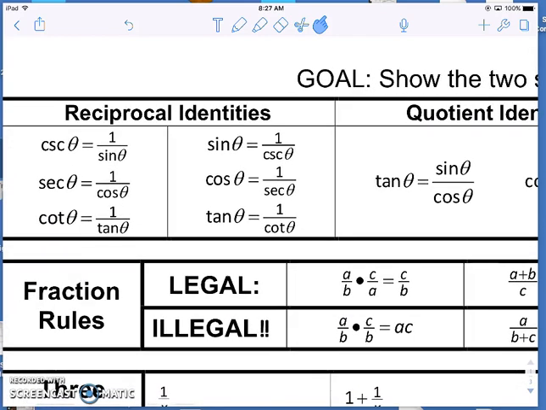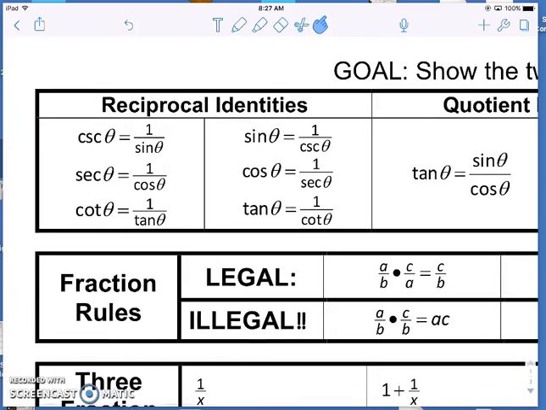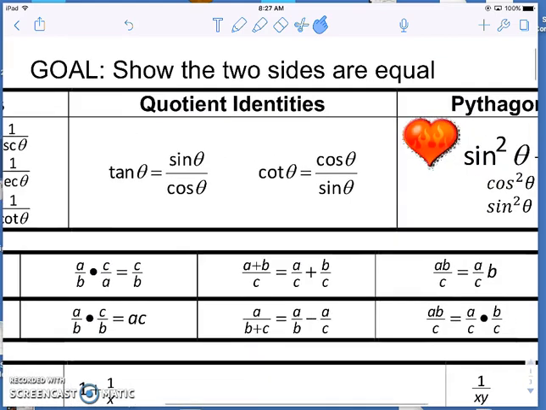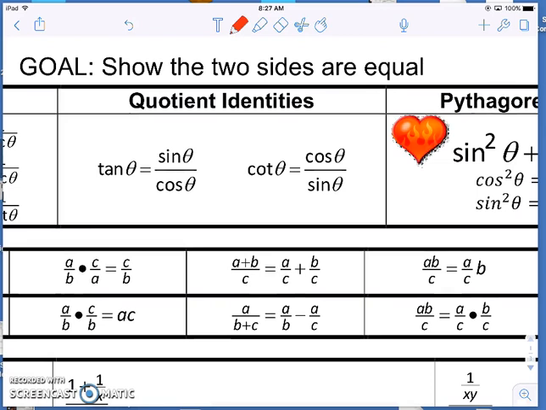First, the reciprocal identities, and we know these two. Cosecant is the reciprocal of the sine, secant is the cosine, and cotangent is the tangent. Tangent equals sine over cosine, and when you think about this, going back to our unit circle, this is our cosine and this is our sine. So tangent, sine over cosine.